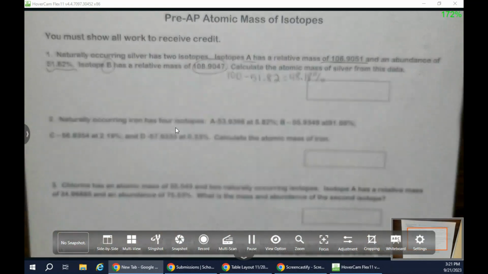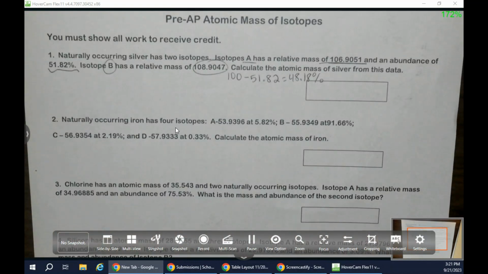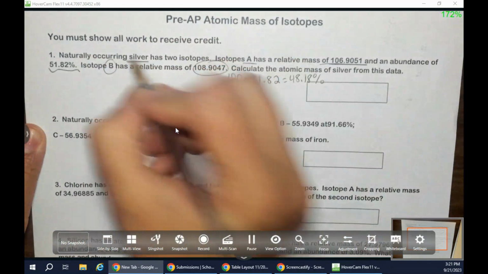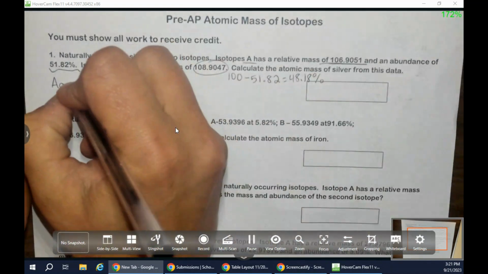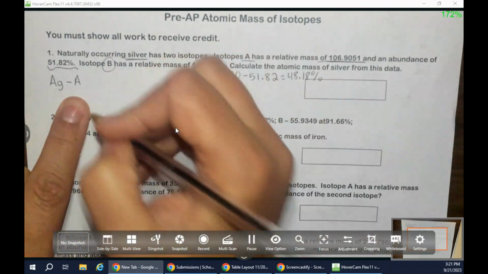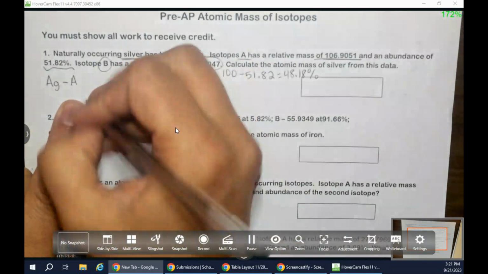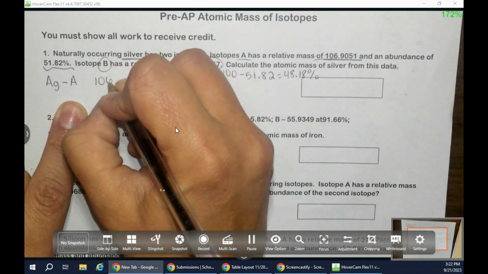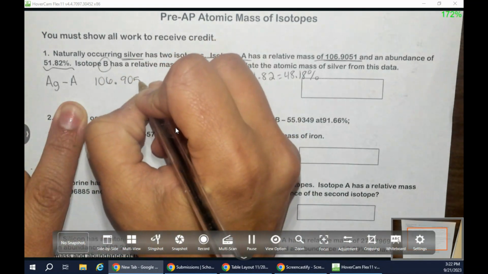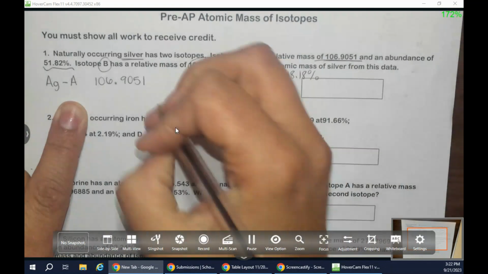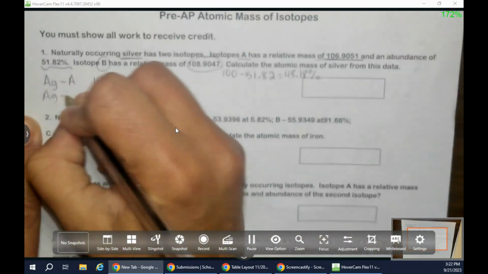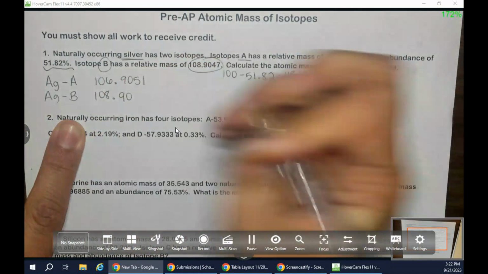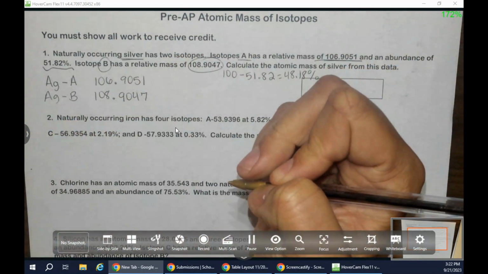All right, so now I'm actually starting the steps. That was just getting everything ready. We have percents, we have our masses. So we're going to take isotope A. Notice it's silver, so I'm going to use my chemical symbol. So silver A, that's all I'm going to call it. Usually it'll have a number, but for now, silver A. We're going to have the mass of 106.9051. We have silver B, that one was 108.9047. Okay, so I noted my 2 masses.